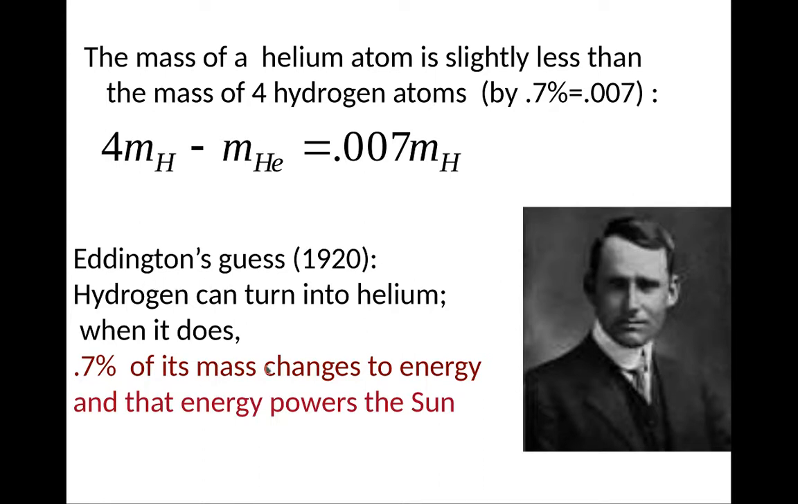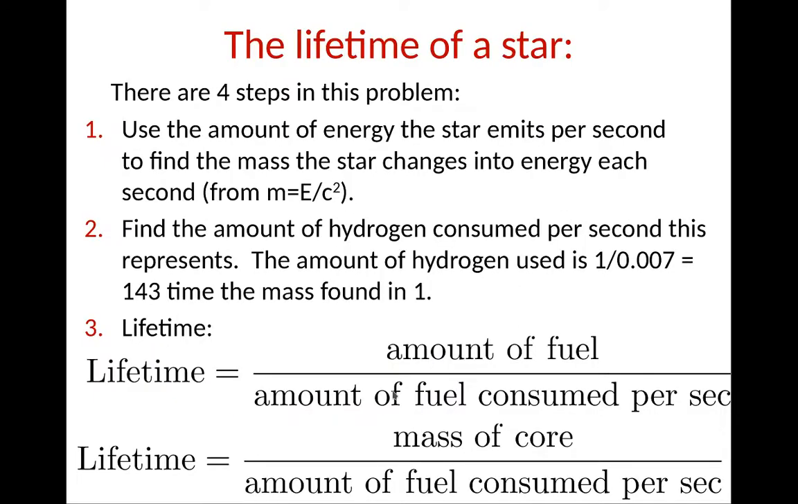Eddington basically guessed that 0.7% of this mass defect changes to energy via E equals mc squared and powers the sun. In order to figure out the lifetime of a star, there are 4 steps. You use the energy the star emits per second to find the mass the star changes to energy each second, which equals mc squared. Then find the amount of hydrogen consumed per second, which is 1 divided by 0.007, or 143 times the mass found in step 1. From that you can get the lifetime, right?